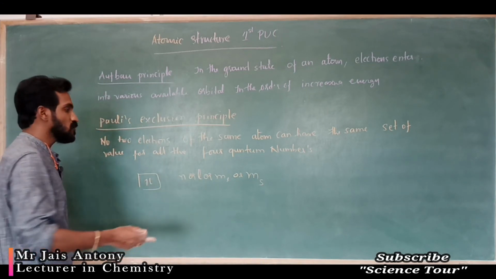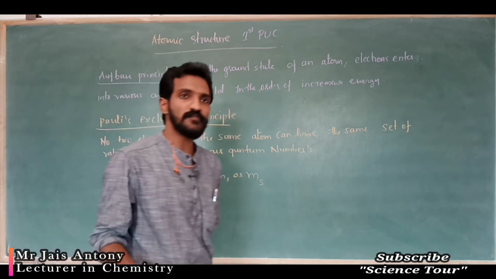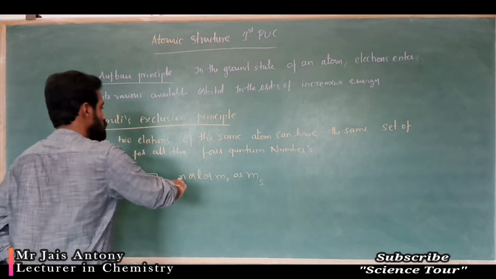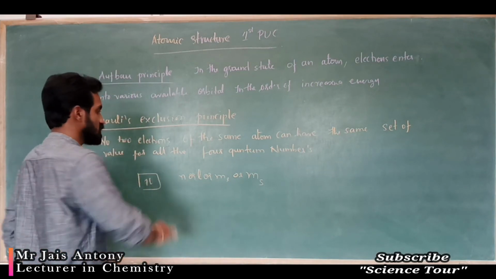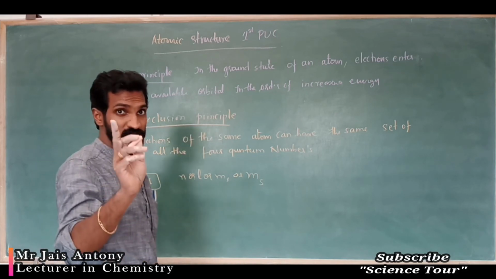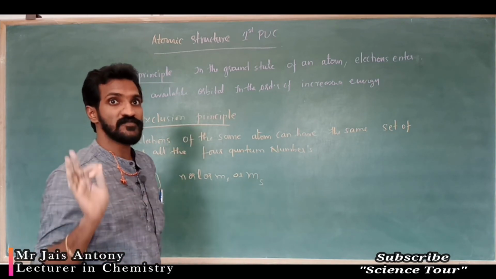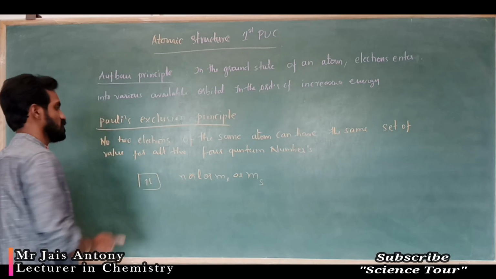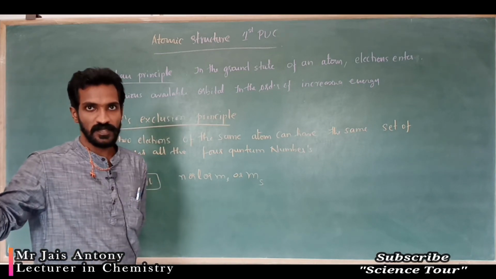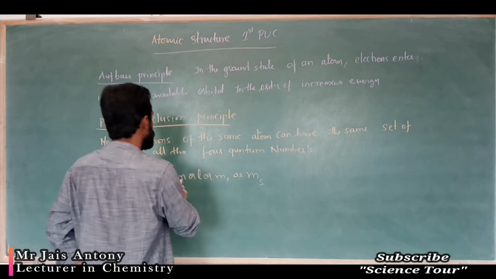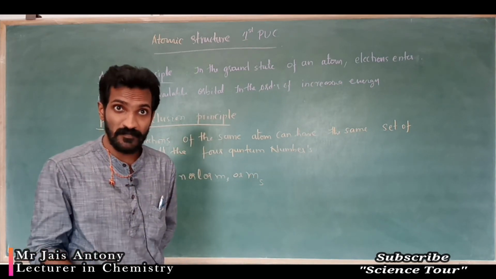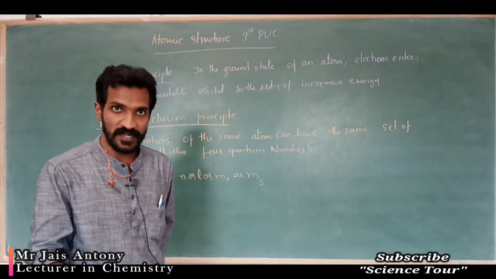Sometimes all four may be different, or sometimes two are the same, sometimes three are the same and one is different. But at least one will give a different value for these two electrons. That means all four quantum numbers are not the same. I didn't say that all four are different, not like that. All four are not the same.